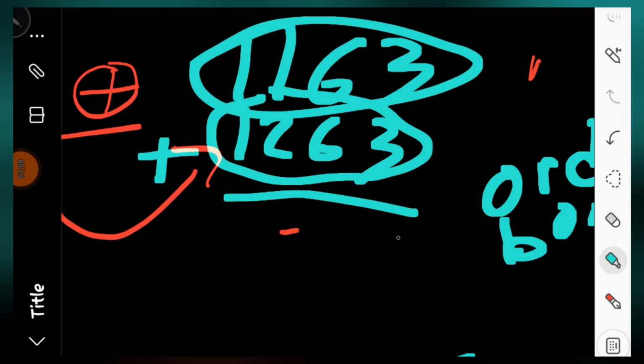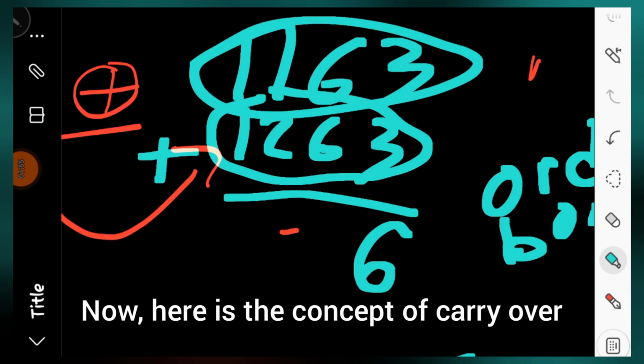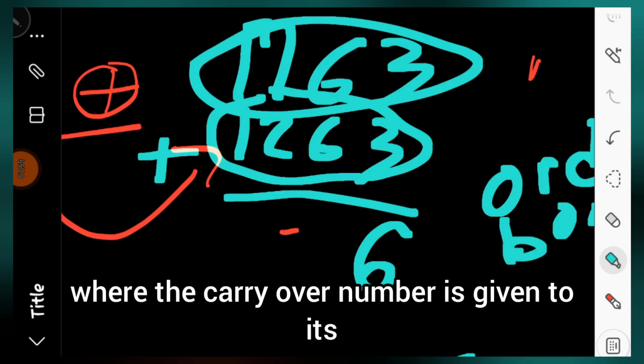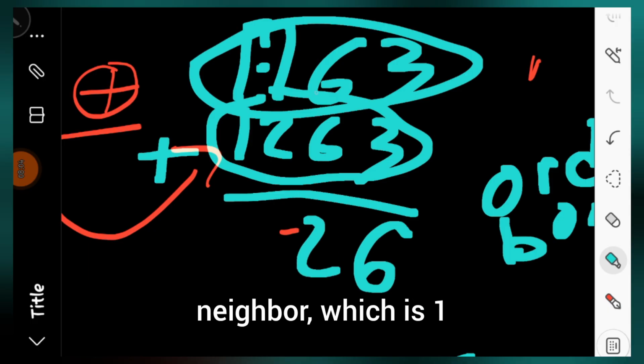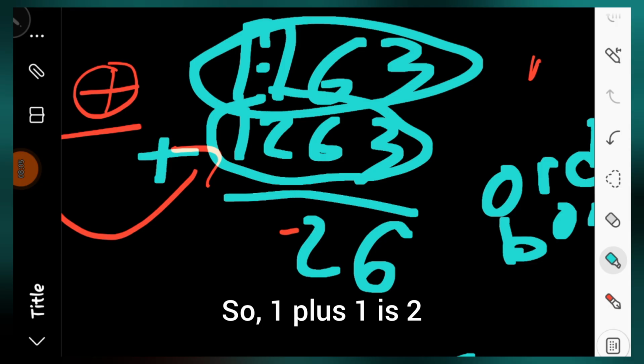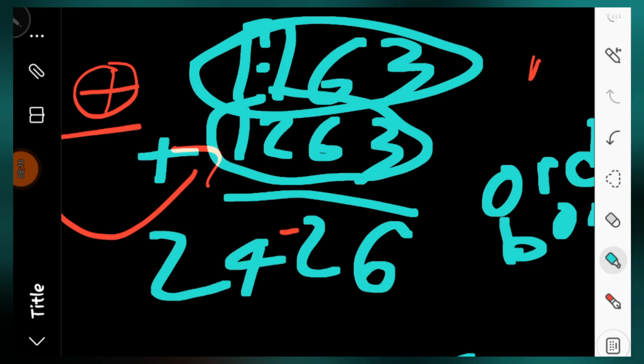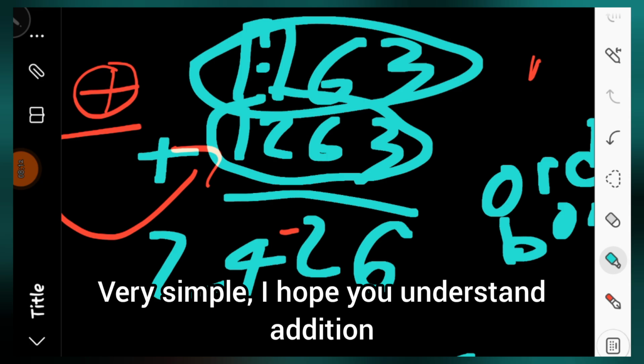So 3 plus 3 is 6. Now here is the concept of carryover. So 6 plus 6 is 12, where the carryover number is given to its neighbor, which is 1. So 1 plus 1 is 2, 2 plus 2 is 4, and 1 plus 1 is 2. Very simple. I hope you understand addition.